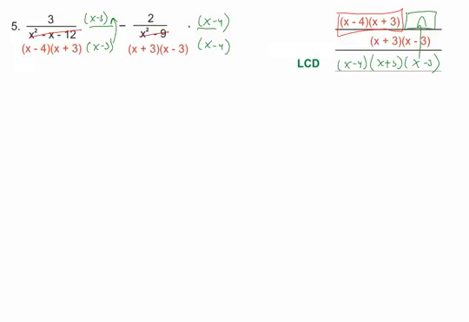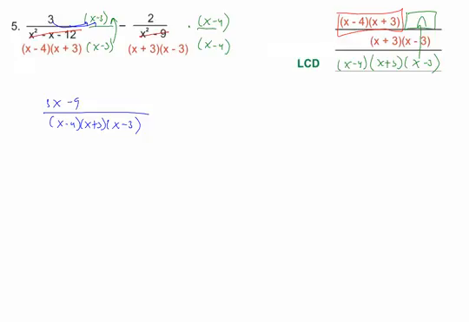Now we got a common denominator. All right, so watch. Here's the common denominator. X minus 4 times x plus 3 times x minus 3. Oh, it's the LCD, right? The lowest common denominator, or least common denominator. All right, so Jeff, watch on this one. 3 times x, 3x. 3 times negative 3, negative 9.